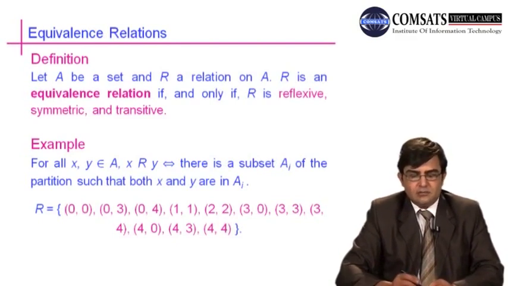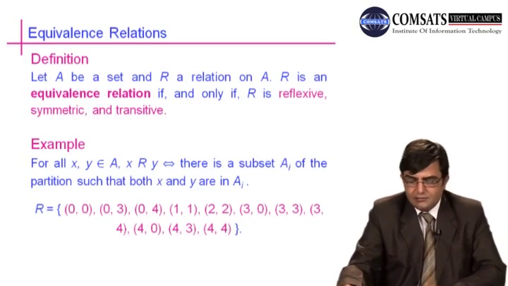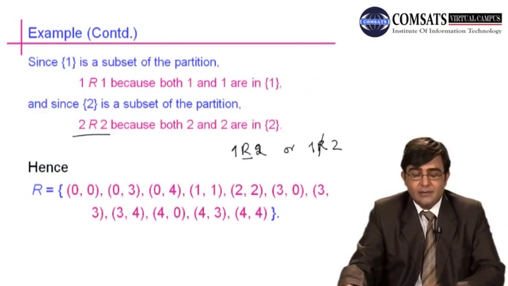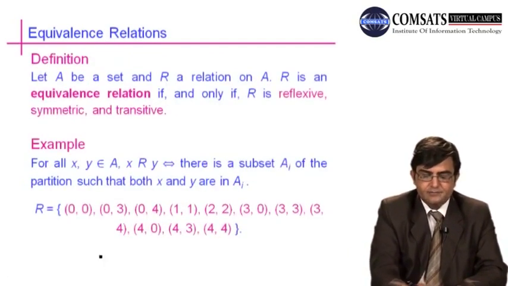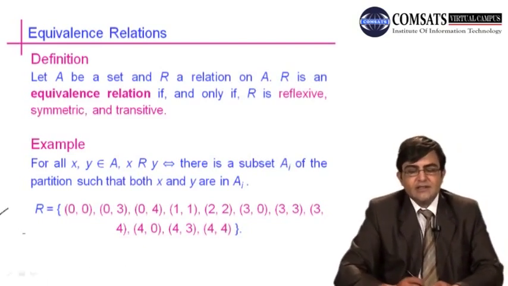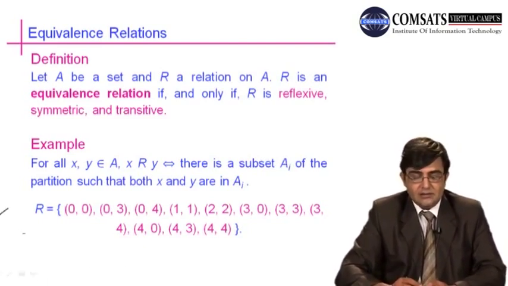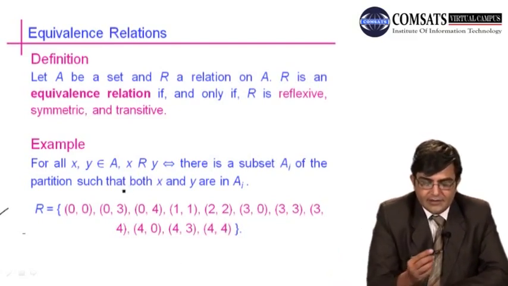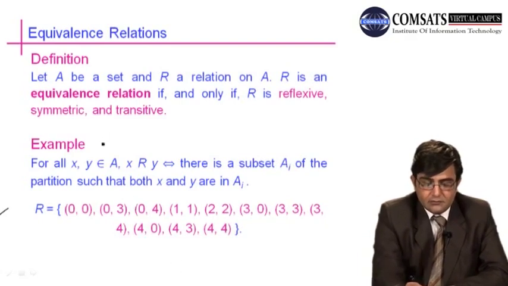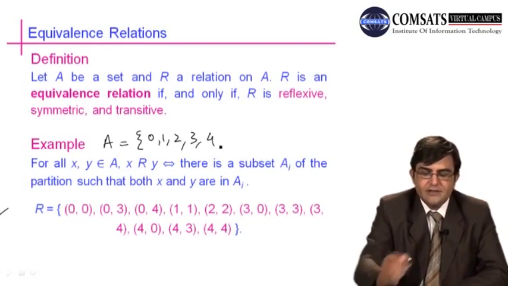For example, the previous relation, which was a relation induced by a partition, I write it again on the next slide here. This is basically the relation induced by a partition which we discussed in the previous slide. Now we check whether this relation is an equivalence relation or not. First of all, A contains 0, 1, 2, 3, 4, these 5 elements.